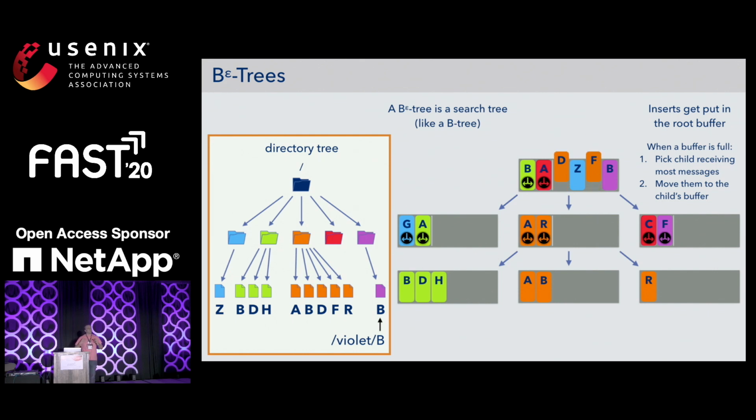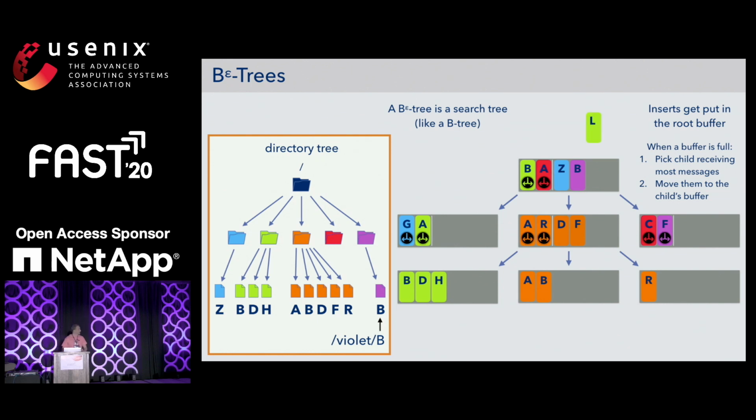Well, what we do is we pick the child of the root that's receiving the most messages, and we move those messages to the child's buffer. So note that when we do this flush operation here, this is internal to the B epsilon tree, and the file system structure on the left here doesn't change. So now we've made some more room in the root, and we can add some more file data.